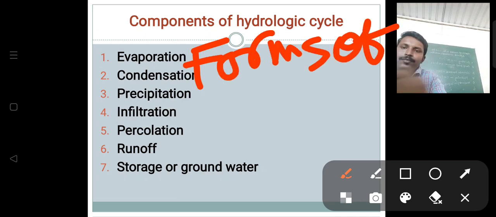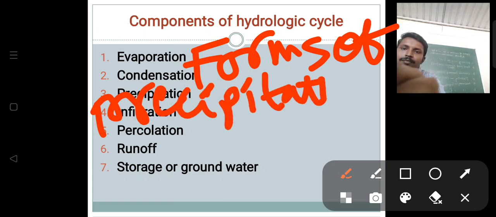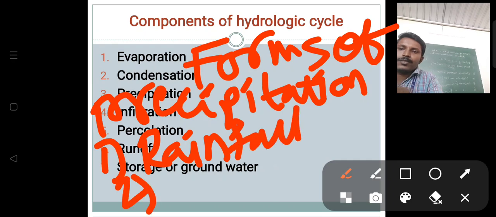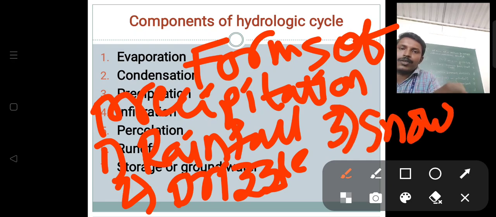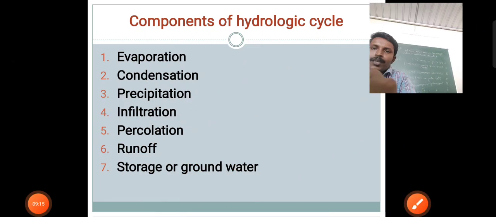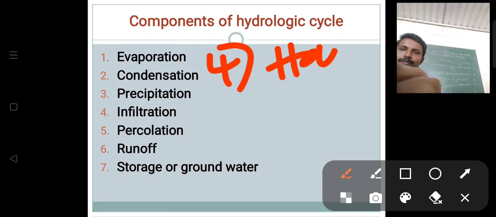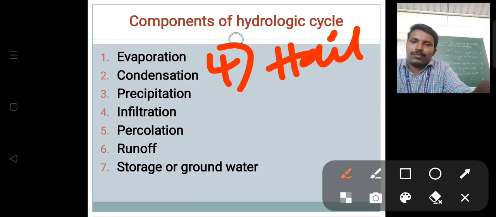Forms of precipitation. First one is rainfall. Second one, drizzle. Third one, snowfall. And fourth one, hail. These are the forms of the precipitation.